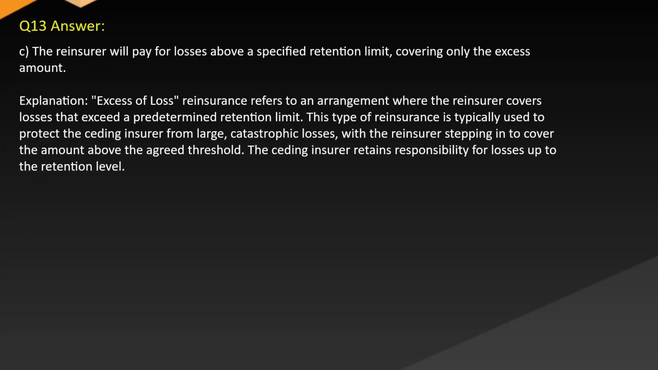Answer. C. The reinsurer will pay for losses above a specified retention limit, covering only the excess amount. Explanation. Excess loss reinsurance refers to an arrangement where the reinsurer covers losses that exceed a predetermined retention limit. This type of reinsurance is typically used to protect the ceding insurer from large catastrophic losses, with the reinsurer stepping in to cover the amount above the agreed threshold. The ceding insurer retains responsibility for losses up to the retention level.